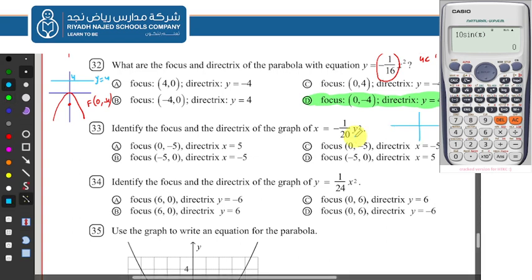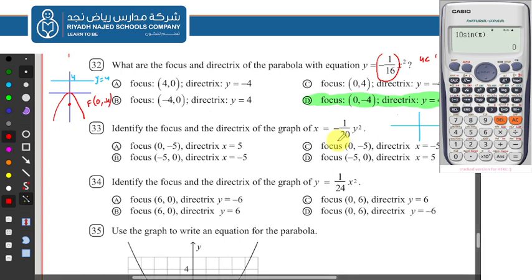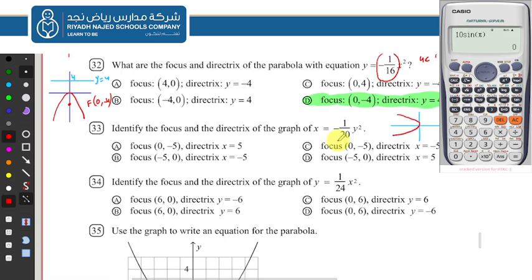Again, horizontal, and this is negative, so it opens to the left. So the right is positive, up is positive, down is negative, and the left is negative. So here, this is negative, so it is opening to the left. That means that it is similar to this, and the focus is somewhere here.